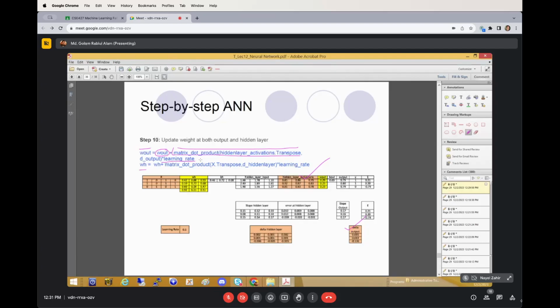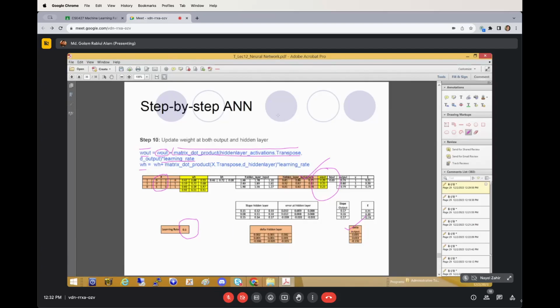Okay, so this time we can apply the learning rate, and here we have considered the learning rate to be 0.1, and then we will get the W out. So this will be our new W out. Similarly, here we have X transpose. This is our input.